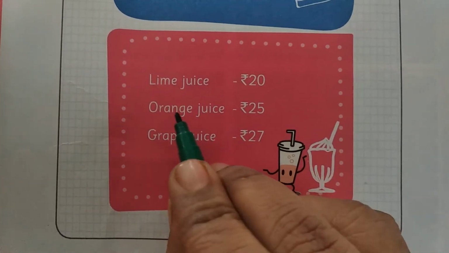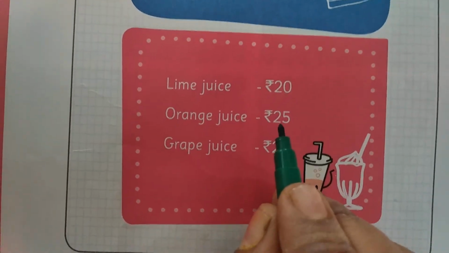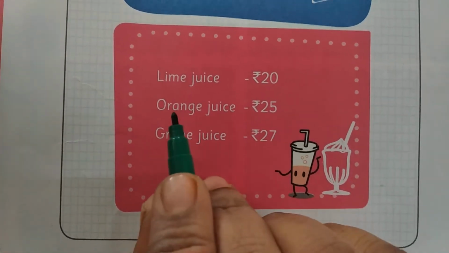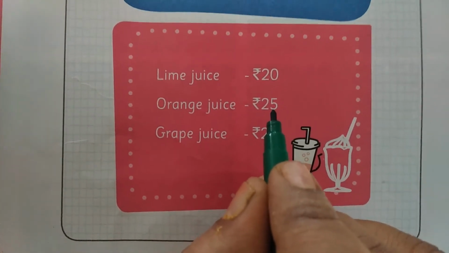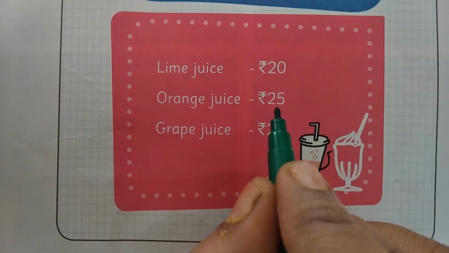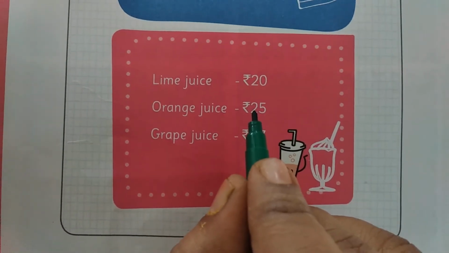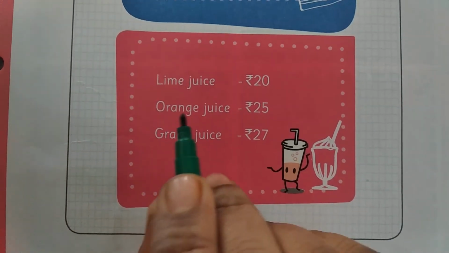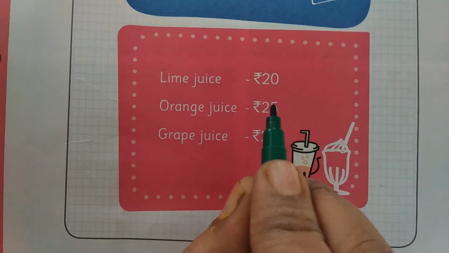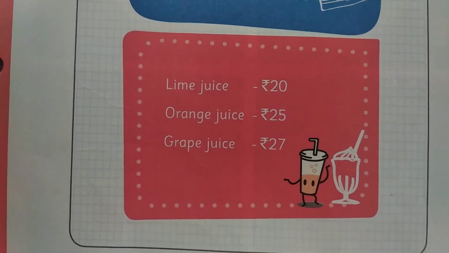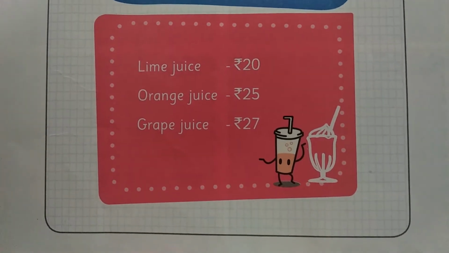See here, 1 orange juice is 25 rupees. So you will be having 30 rupees with you, and if you buy 1 orange juice, it costs 25 rupees. How much remaining you will be having with you? Remaining means you will do the subtraction. So you will be having totally 30 rupees. So 30 minus 25, the remaining answer will be 5 rupees. So 5 rupees you will be having in your hand. Like this you want to do.